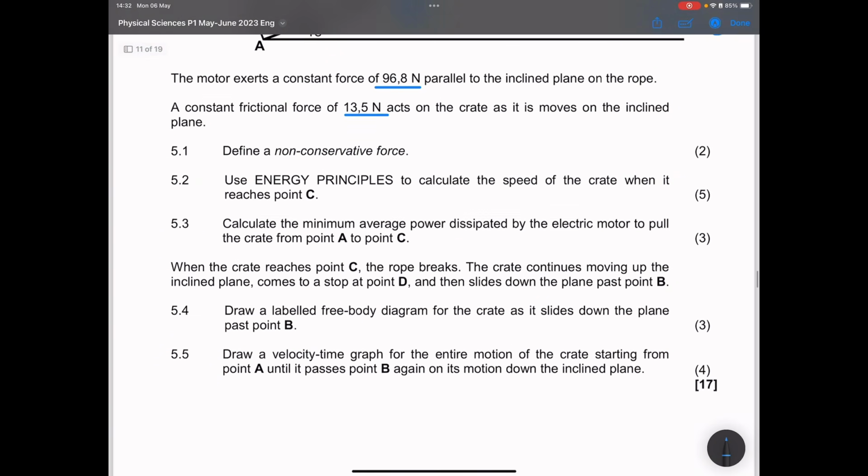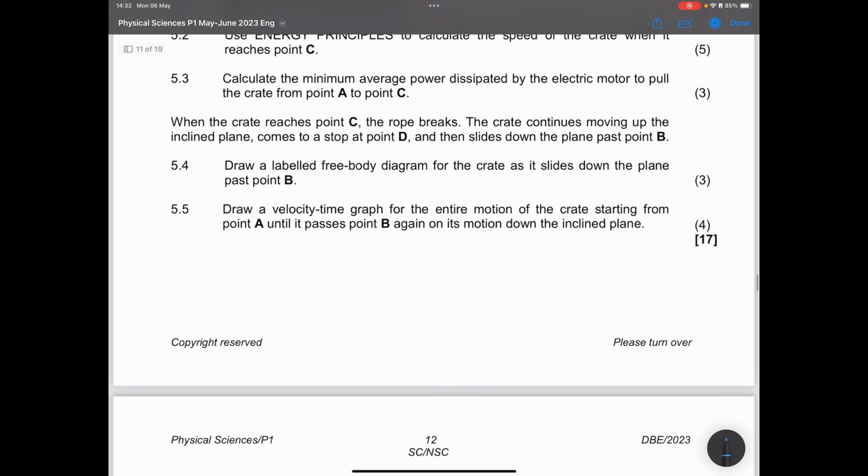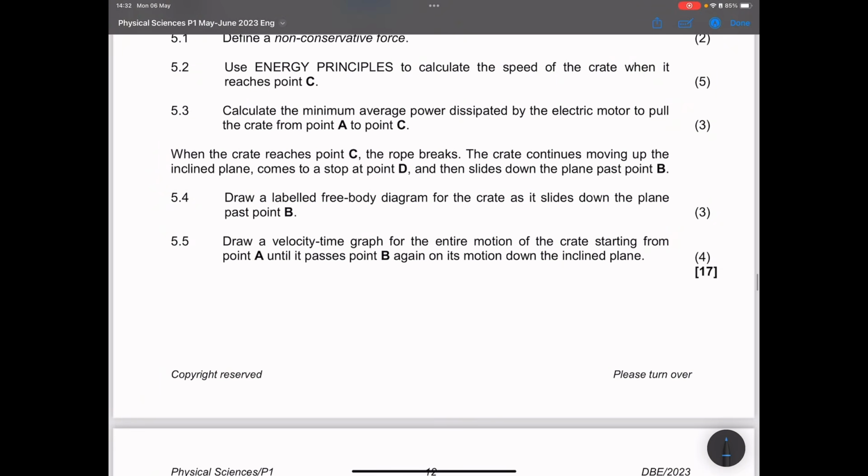Right, now they say to us, calculate the minimum average power dissipated by the electric motor to pull the crate from A to point C. Now guys, I want you to please keep this in mind, right? So when I calculate the power, I know that power is the rate at which work is done, right? I'd have to calculate the work done by the motor and the time that it takes, right?